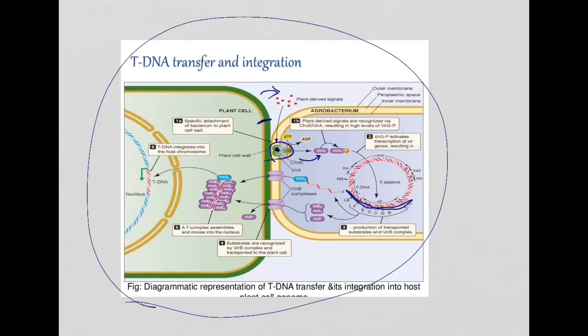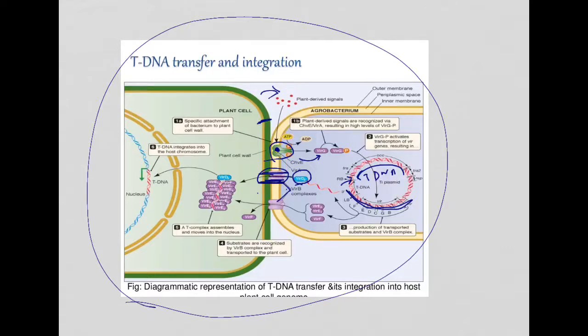Then your VirD1 will excise the tDNA here, and it will take out a single tDNA from left border to right border. That will be then transported, and during transportation VirD2 will bind to the 5' end in order to provide protection from exonuclease breakage. Then this will be transported through these channels, that is the conjugation pores formed between bacteria and plant cells, which is formed by VirB complexes.